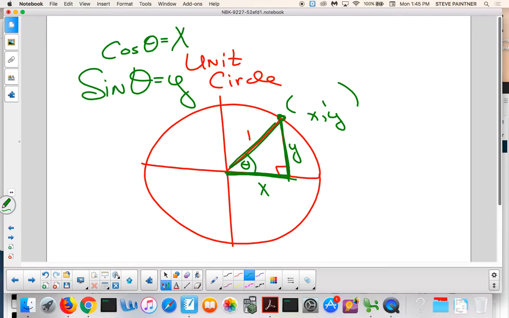Y over 1, it's just y. So that means if you want a point on your unit circle, all you have to do to get x is what? Yeah, guys, it says here x equals cosine of theta. If you want the y value, just do what? Sine of theta. You okay with that? That's all you have to do.